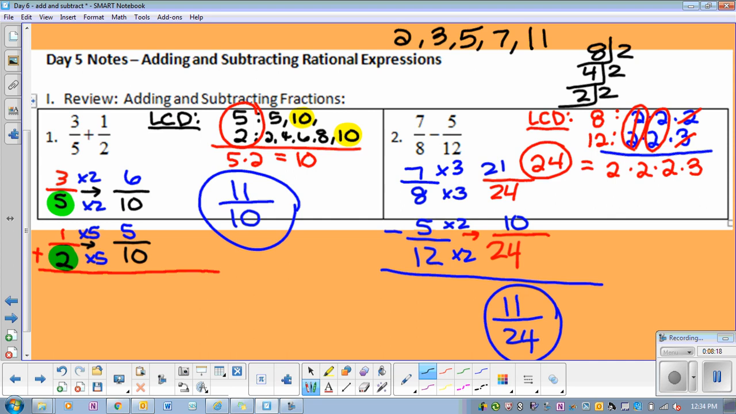You could, but only if you have numbers. Okay, so don't get too hung up on this. When we get into rational expressions, we need this, but it'll be a little bit different. Alright?